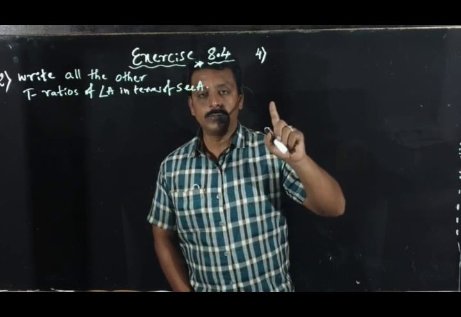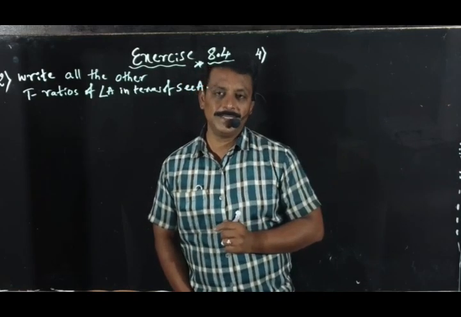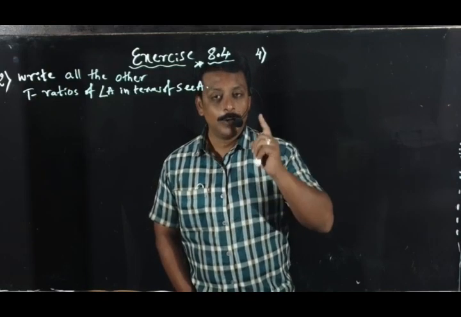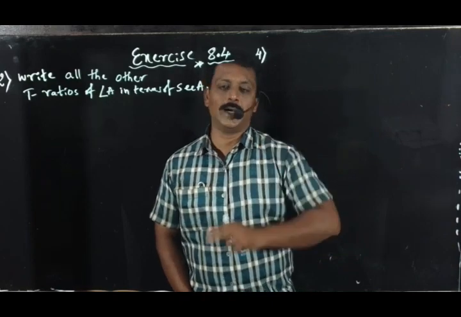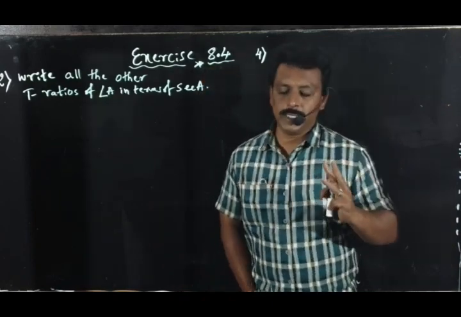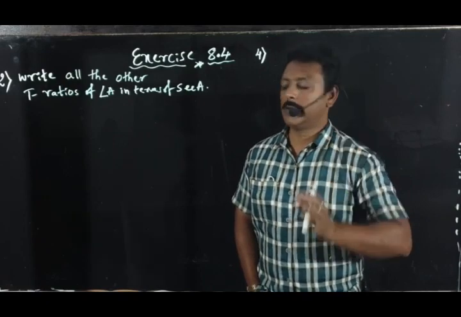First one, sine square theta plus cos square theta is equal to 1. After that, second one is 1 plus tan square theta is equal to sec square theta. After that, third one is cot square theta plus 1 is equal to cosec square theta.